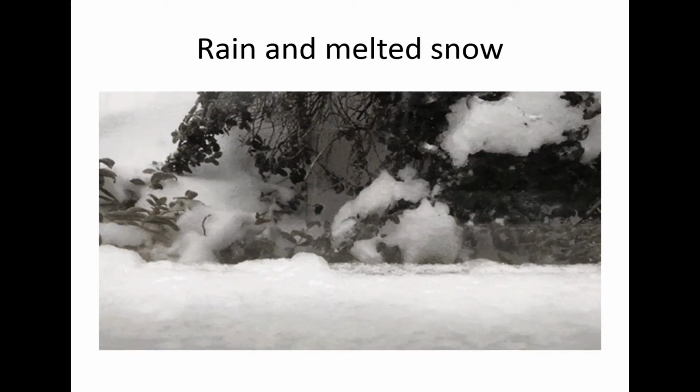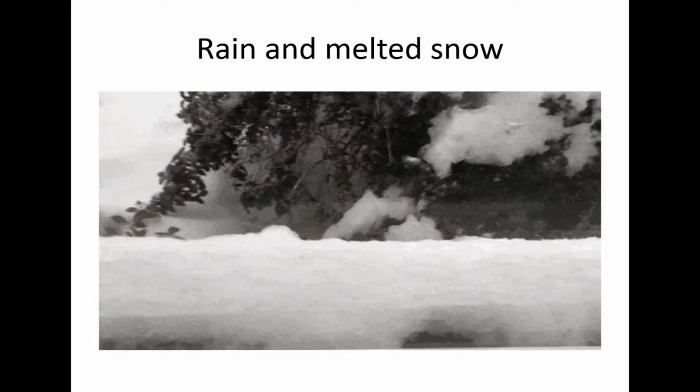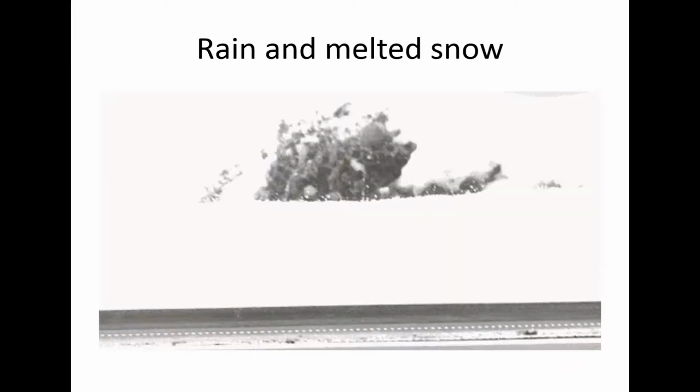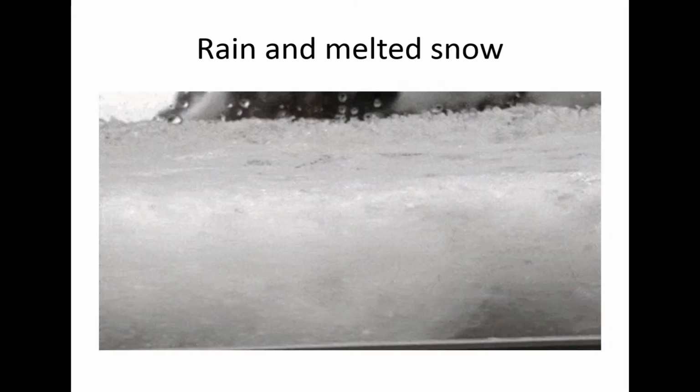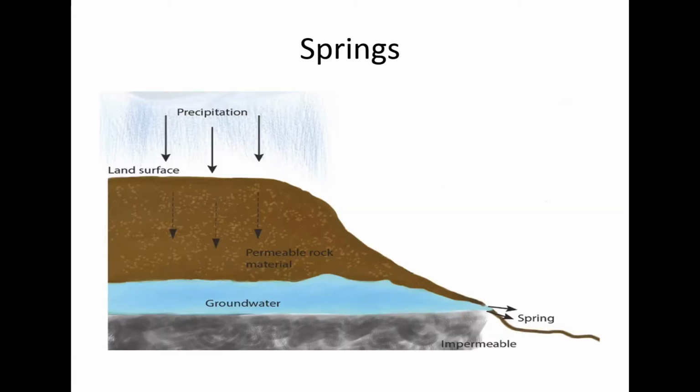Some rivers begin in mountains or hills where rainwater or snow melt collects and forms small channels and eventually becomes big enough to form a river. Springs. If the layer of impermeable rock comes to the surface of the ground, the water runs out of the ground as a spring. Springs are the sources of many rivers.